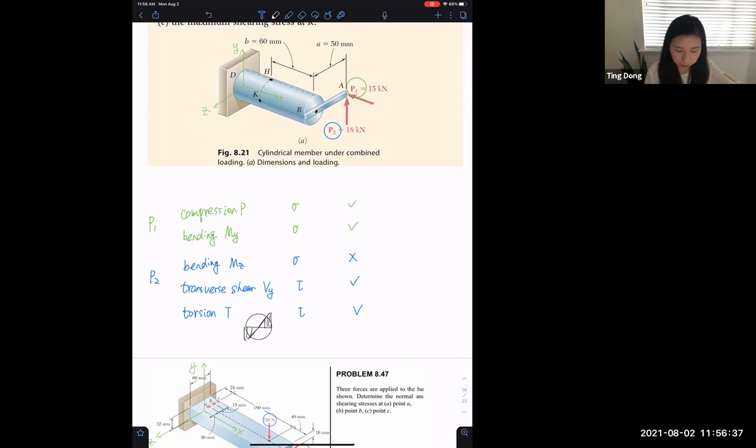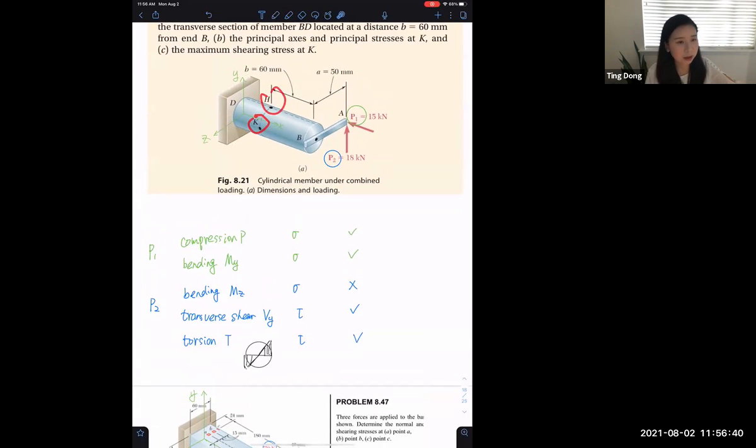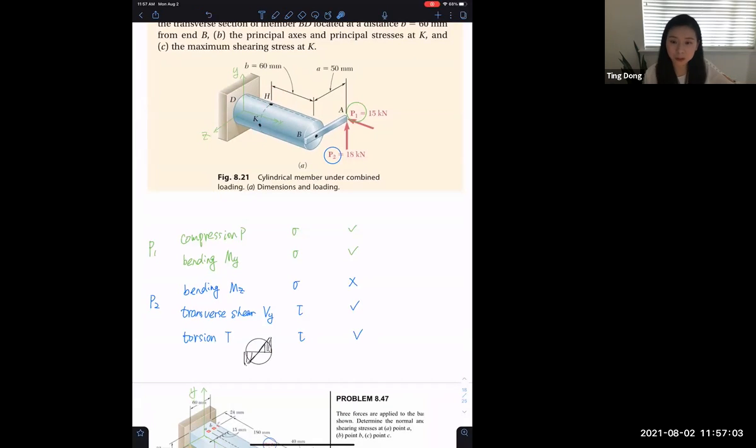So no matter whether it's point H or K, it's always the maximum. It's just a different direction. At point H, it is in this direction, and at point K it is in this direction, but it's always maximum because it is on the outer surface. So in the equation TC over J, C is the outer radius. And this is the new thing for this problem, torsion. And of course, if P2 is moved here, it can bend the beam like this.